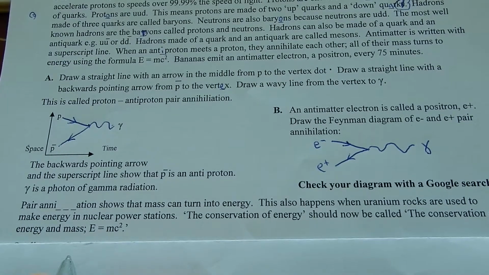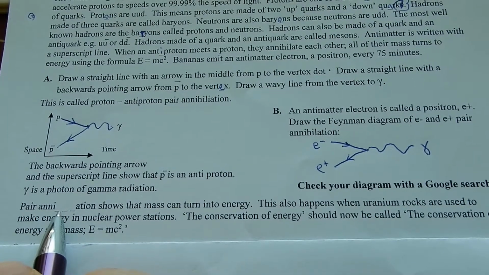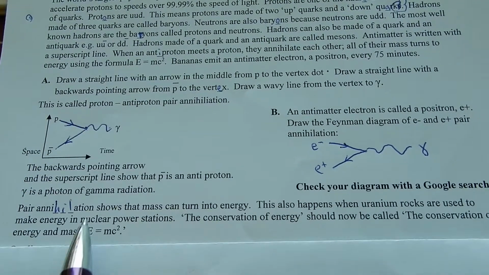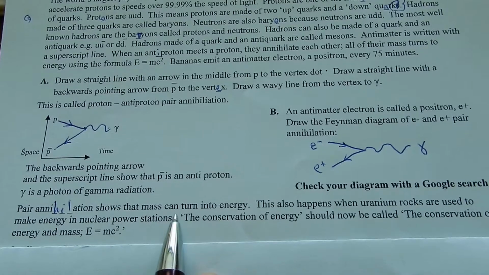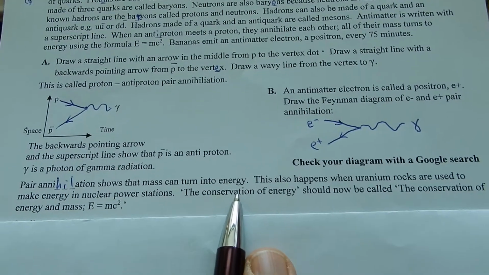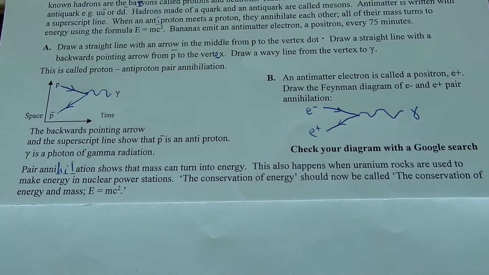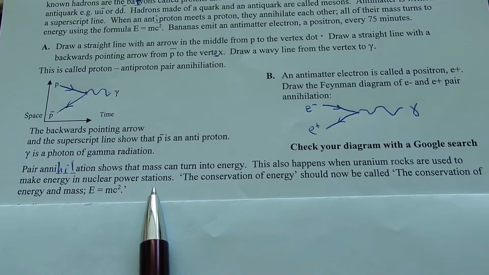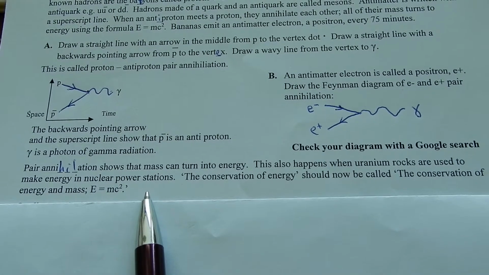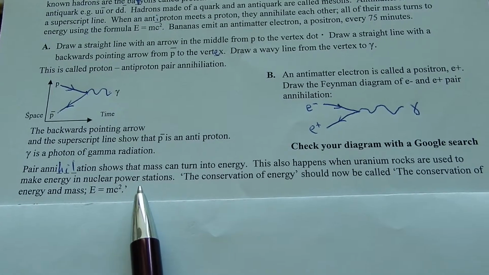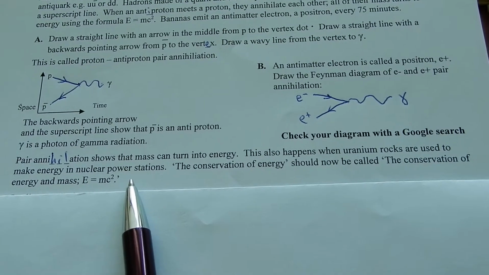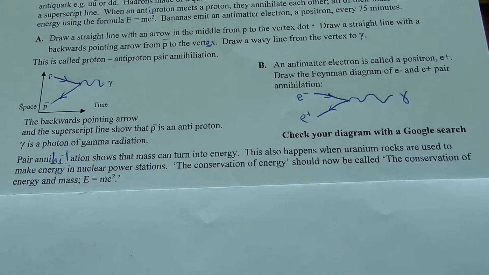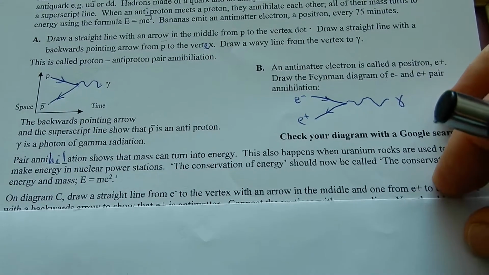Pair annihilation, A-N-N-I-H-I-L-A-T-I-O-N. Pair annihilation shows that mass can turn into energy, E equals mc squared. This also happens when uranium rocks are used to make energy in nuclear power stations. They get the uranium out of the rocks by crushing the rocks and a bit of chemistry. The conservation of energy should now be called the conservation of energy and mass, E equals mc squared.